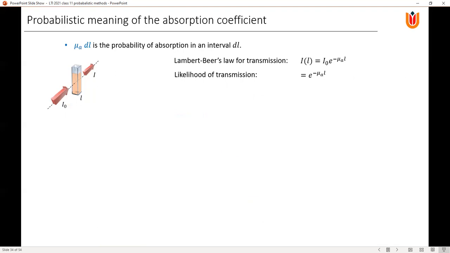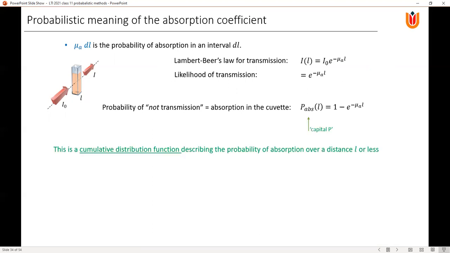So if you take a look at this, then mu A times DL is the probability of absorption in an interval, which leads to Beer's law for transmission in terms of intensity, and the likelihood of transmission is then simply that exponential form. The probability of not transmission through that whole cuvette is then 1 minus that exponential factor. That is called a cumulative distribution.